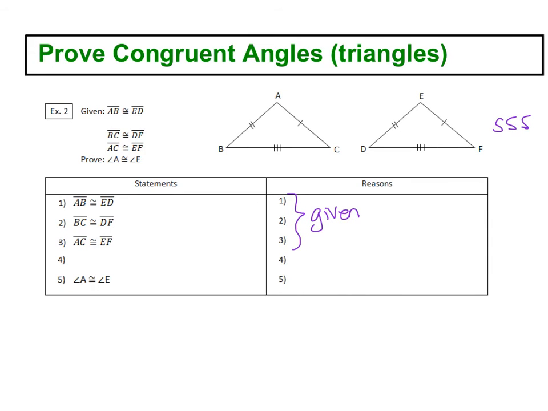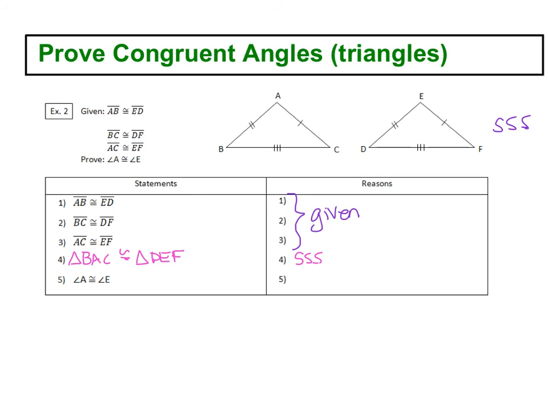So our fourth step is, let's go ahead and state the triangles as congruent. Triangle BAC is congruent to triangle DEF. And what's our reason? Side, side, side.